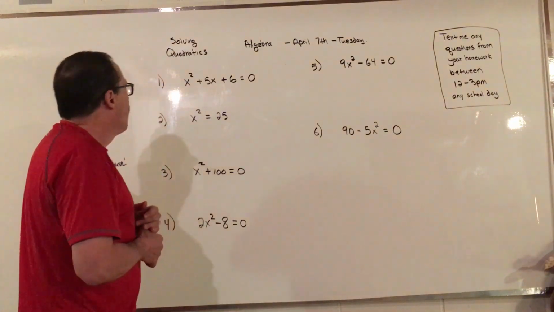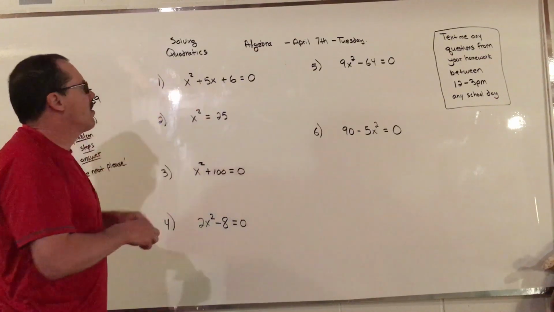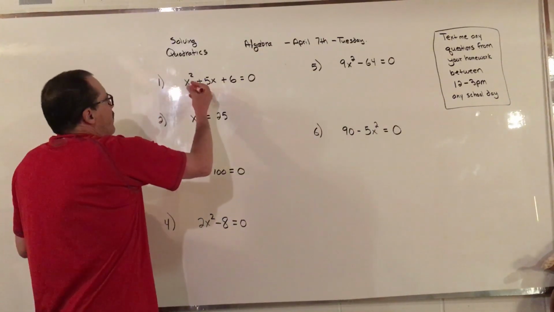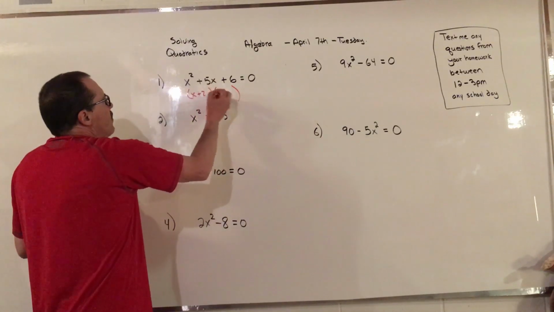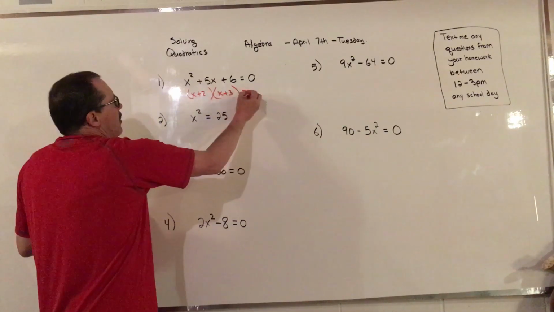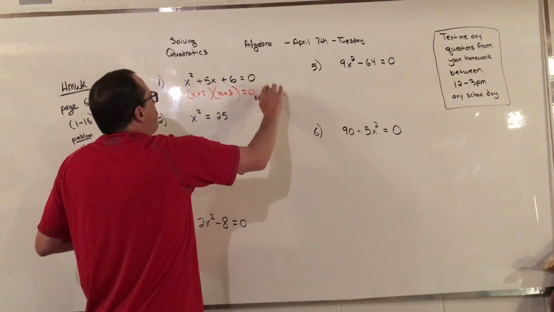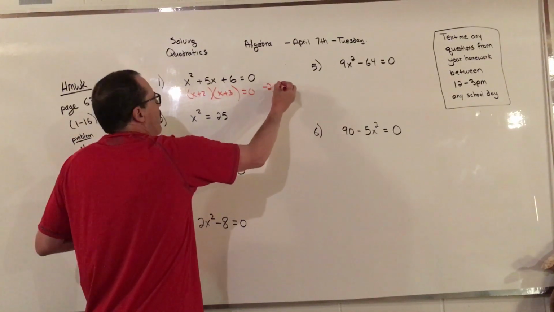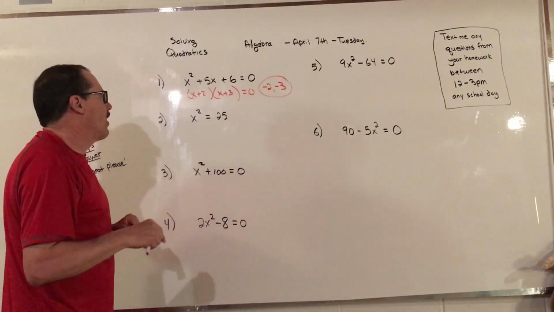Cute dog. Okay, today we're going to solve quadratics. What we did yesterday is we solved quadratics like this. We would just go, this would be x plus 2, x plus 3 equals 0. And so our two answers would be negative 2 and negative 3. Those would be our zeros, or the x-intercepts for our parabola.